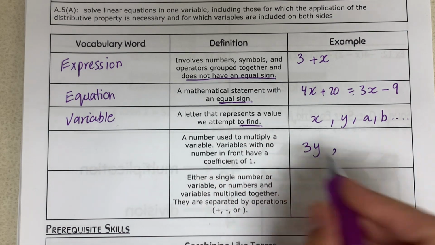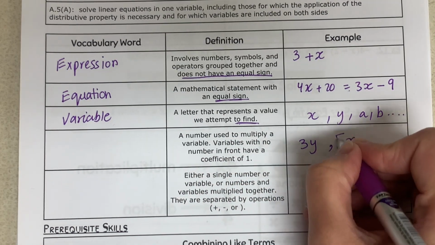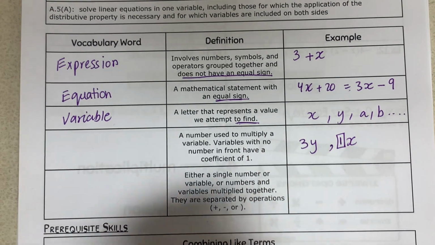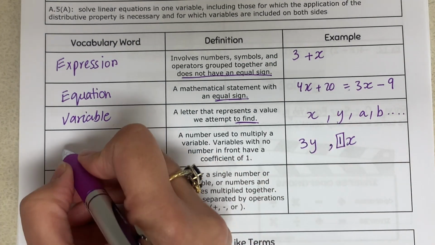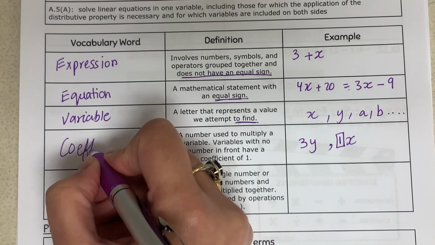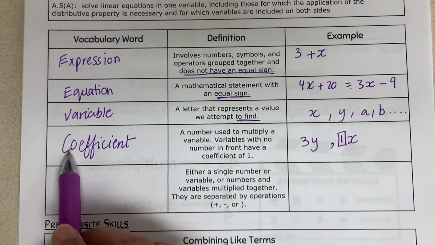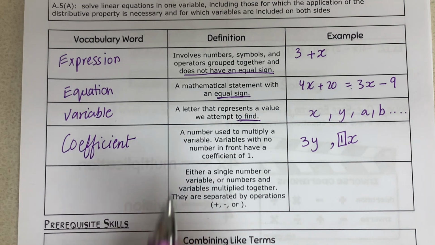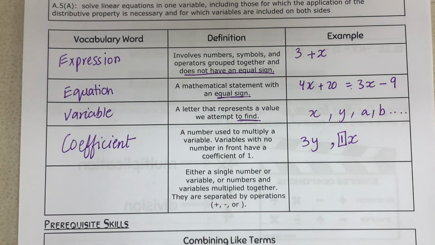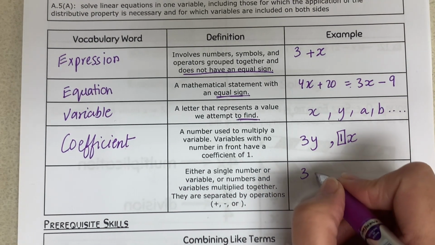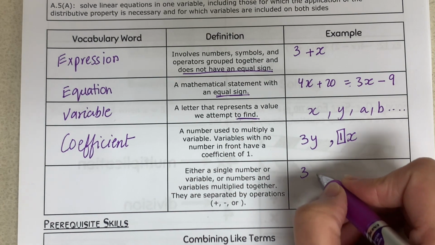A variable with no number in front. If there is no number in front, it has to be a 1. That's called an invisible one. This number is called the coefficient. Coefficient. A term is either a single number, or a variable, or numbers and variables.